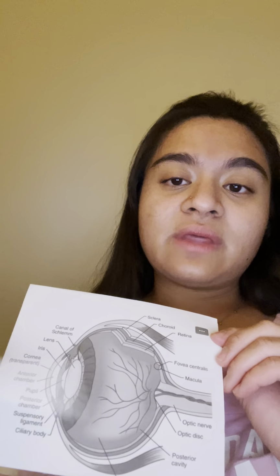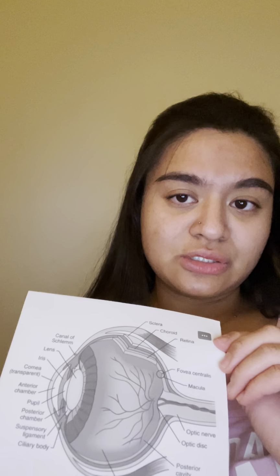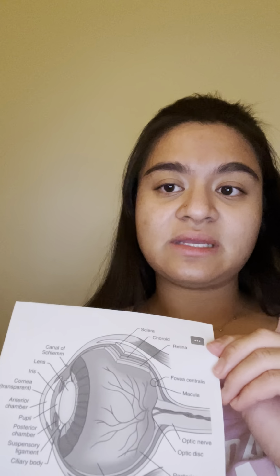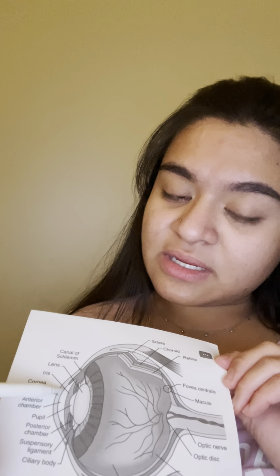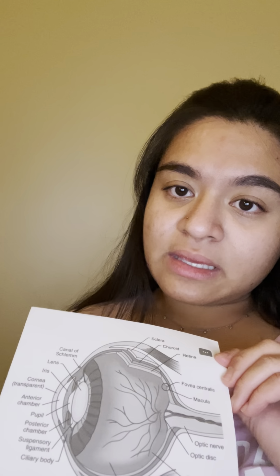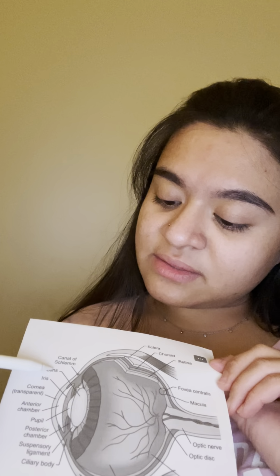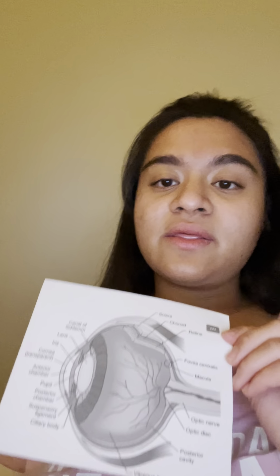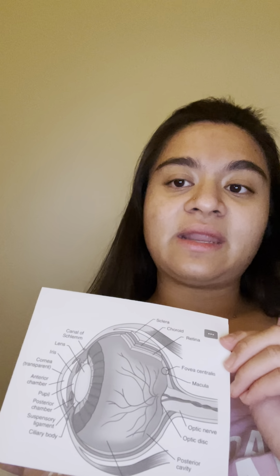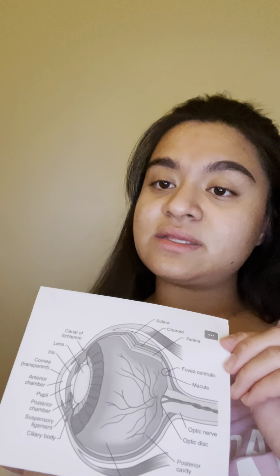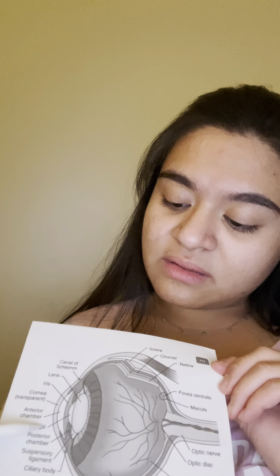So the iris is the colored ring of tissue behind the cornea that regulates the amount of light entering the eye by adjusting the size of the pupil. So as I mentioned, the iris is right here, and the lens is right here. The next feature I want to talk about is the pupil, and this is where light enters the eye, and it is adjustable. The pupil is right in this structure.